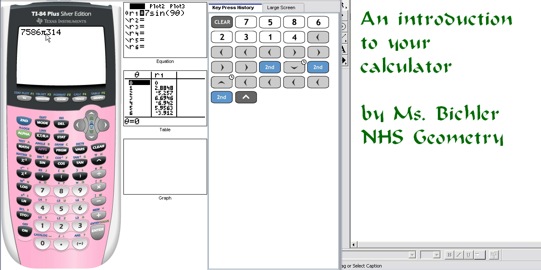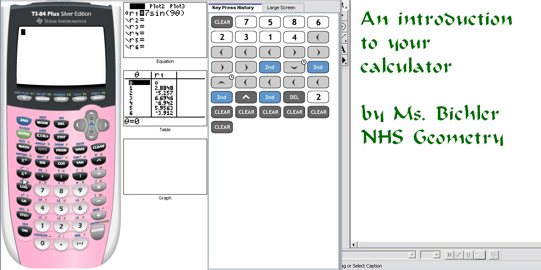But wait, what happened to my 2? What we did was overwrite. To insert the 2 back in, you have to go second, then INS for insert. Now I can put the 2 back in. It's possible to edit anything that you're going to put in here, so you don't have to always go clear, clear, clear, clear, as students sometimes do, and start over.